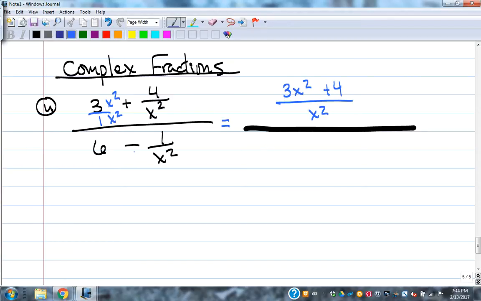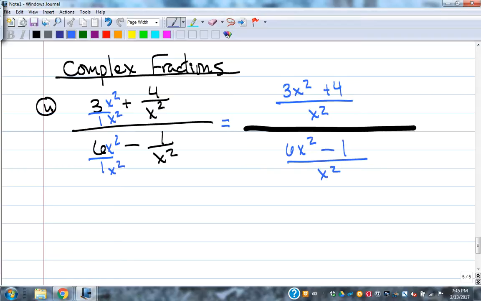And then we work the denominator. That's still 6 over 1. It's a very similar problem on the bottom. What would be the common denominator on the bottom? X squared. So the 6 needs what? X squared. So that's 6x squared minus 1 over x squared.